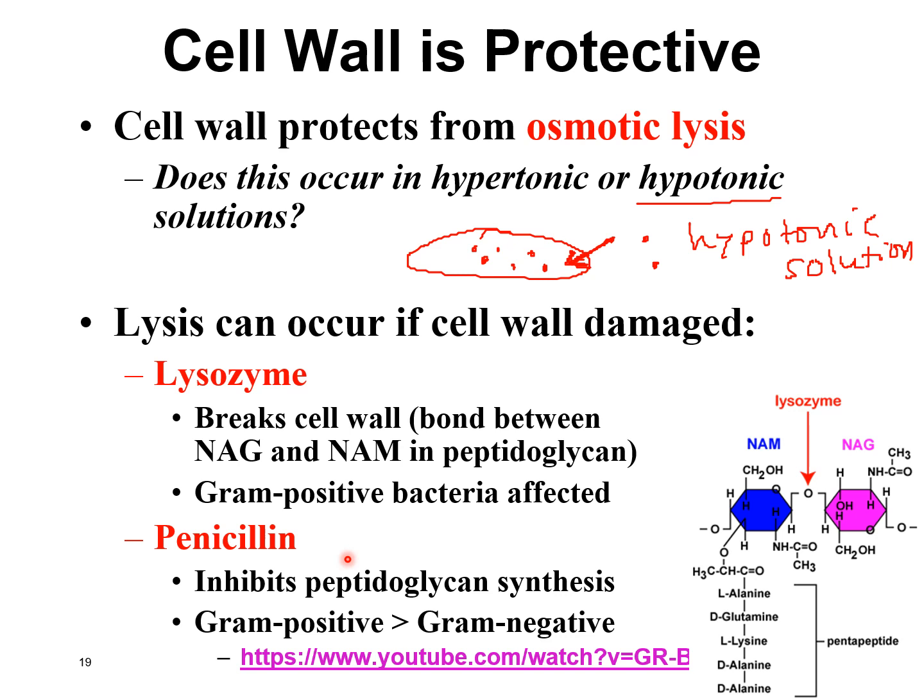And then the other thing that will also cause problems is certain antibiotics will inhibit cell wall synthesis. So when the bacteria divide, if they're not able to make new cell wall with these new bacteria that have been made, then water will just move in and the cell will burst.